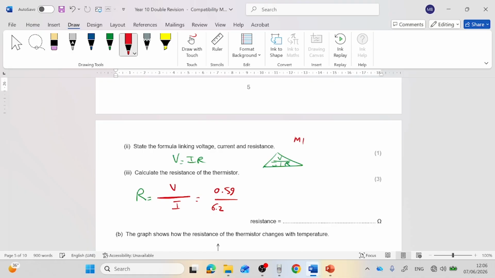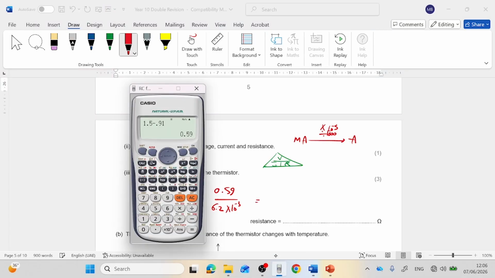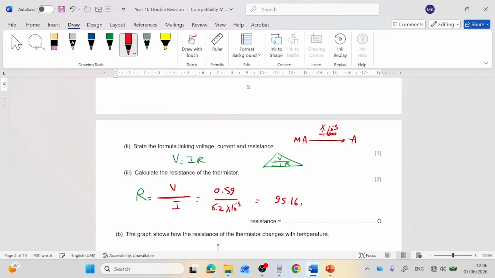So to convert from milliampere into ampere, you have two options. You can divide by 1000 or multiply by 10 power negative 3. They are the same. So times 10 to the power negative 3. So in this case, you will divide this number by 6.2 times 10 power negative 3. And you have to put them in a bracket, or you can just write them in a fractional form. So the answer is 95.16 ohm. So this is the resistance of the thermistor.